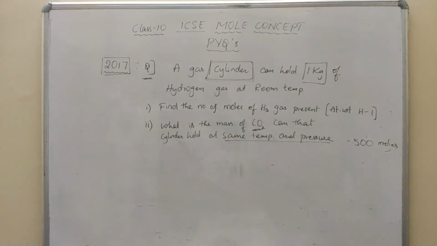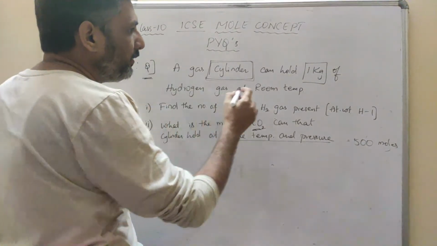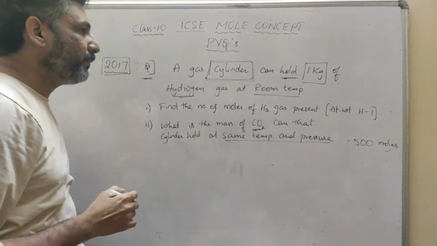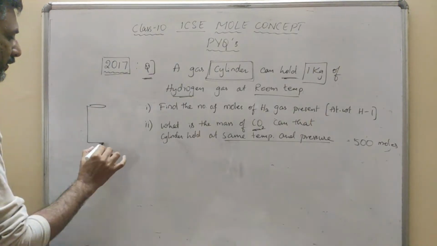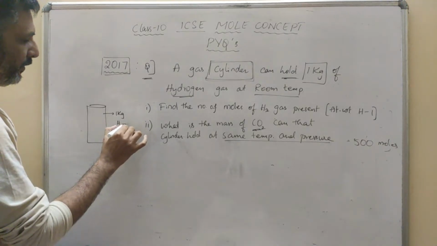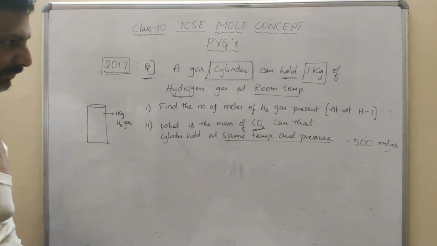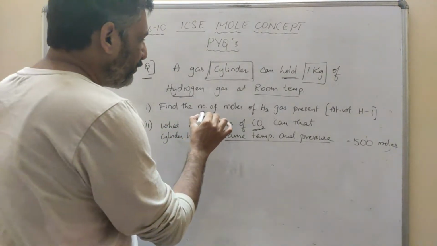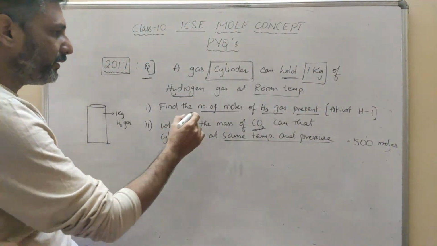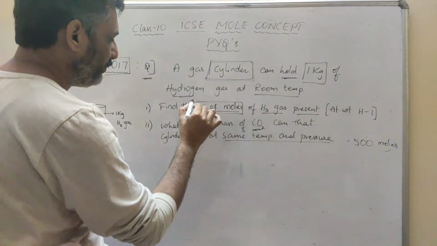This is the question given in the 2017 board exam in ICSE class 10. The question is, a gas cylinder can hold 1 kg of hydrogen gas at room temperature. Then find the number of moles of hydrogen gas present in that 1 kg. So very simple question. You have to find the number of moles.